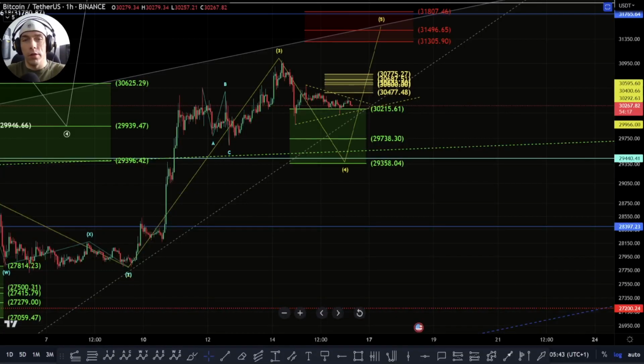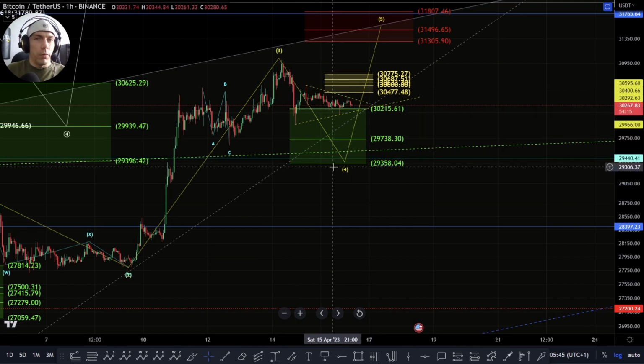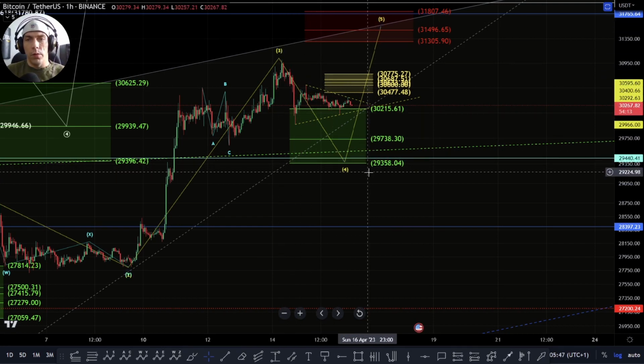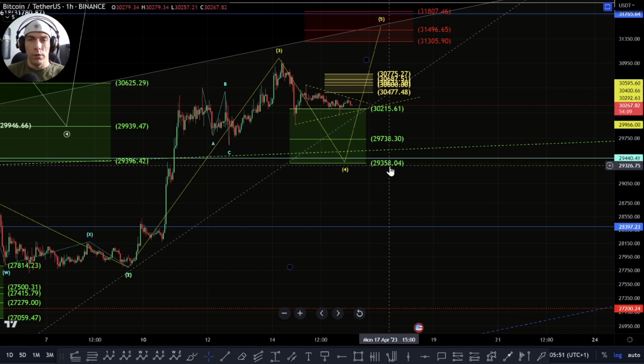It's continuing to drop down here, and we're going to be discussing where we think this is going. Okay, so let's get into the price action. What we're looking for here, primarily what we were talking about yesterday, is the possibility of a fourth wave to the downside. So we were talking about potential targets towards this 29,358.